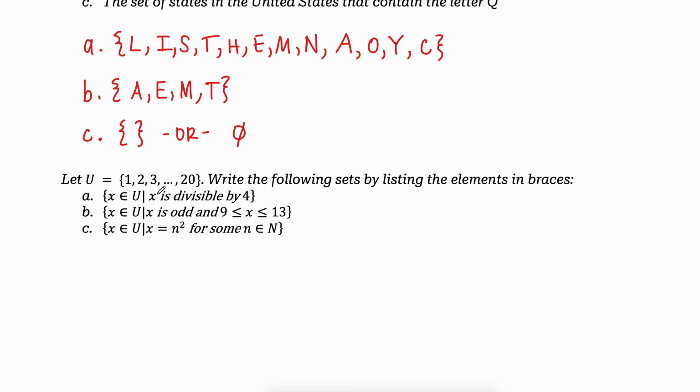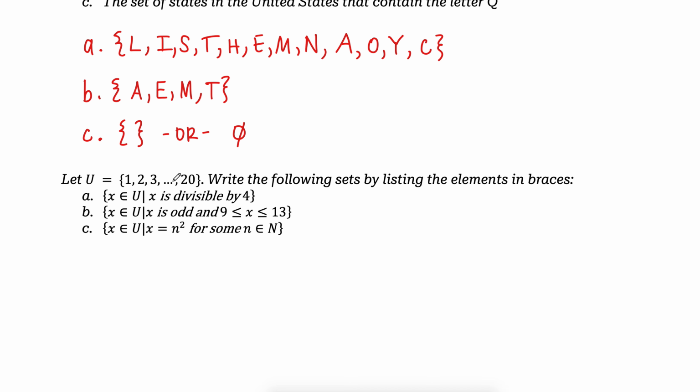You'll note here we have the ellipses right there. That's just so we don't have to write out every single number in this set. People understand 1, 2, 3 up through 20 means 4, 5, 6 up through 19 are all included. They're just not written out. So we're going to answer 3 questions.